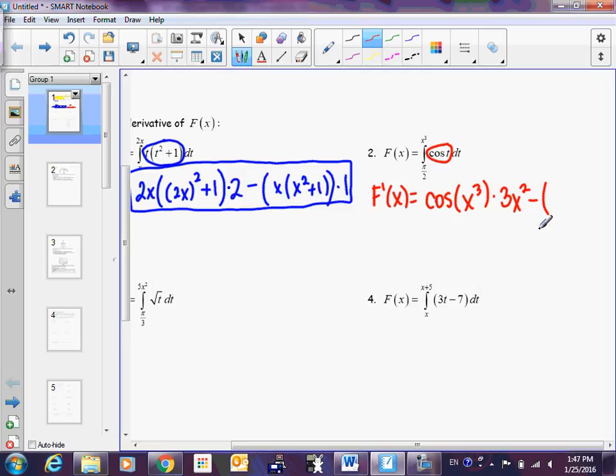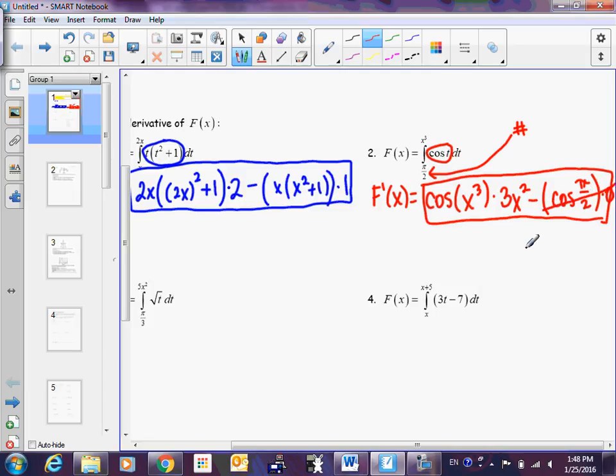Based off of what we did in the last problem, what are we going to do now? We're going to write cosine, and in place of t, I'm going to put pi over 2, and I'm going to multiply by the derivative of pi over 2. Why 0? It is a number, and the derivative of any number by itself is 0. So here's my answer. Now, if we did need to simplify, what would happen to this whole second part? It would totally go away.